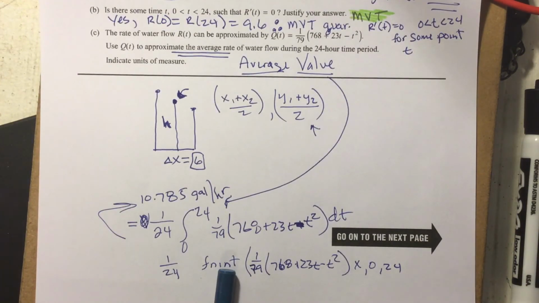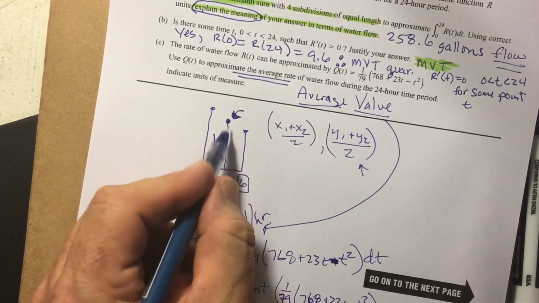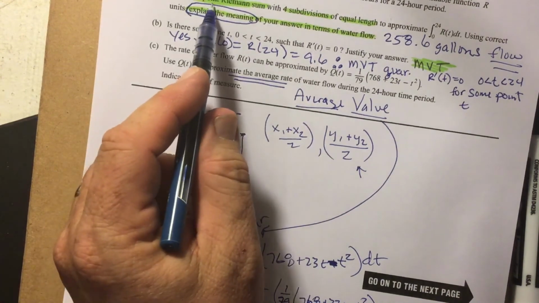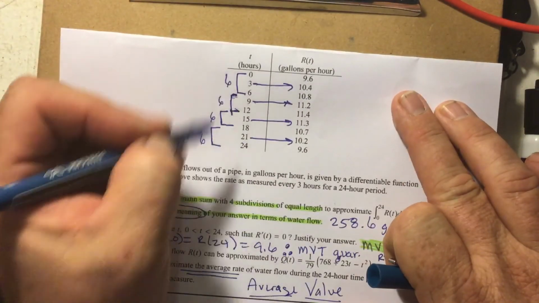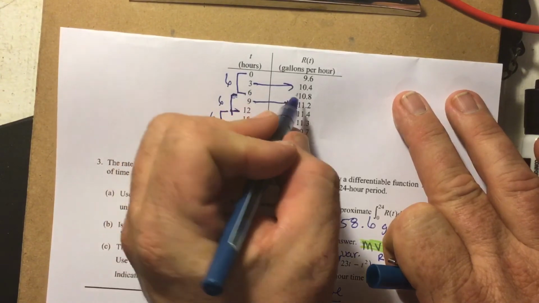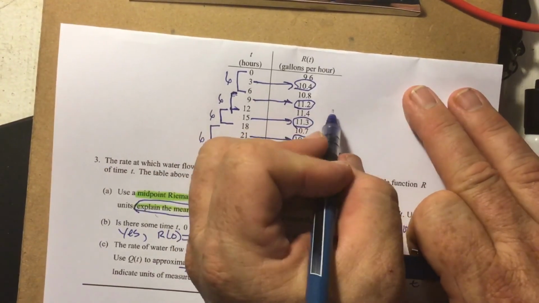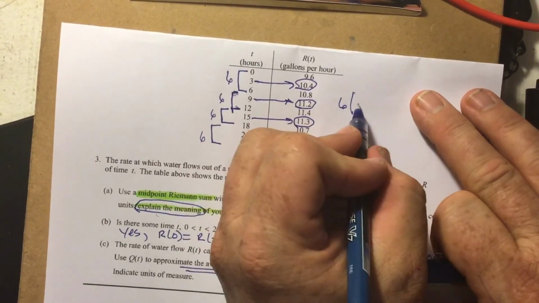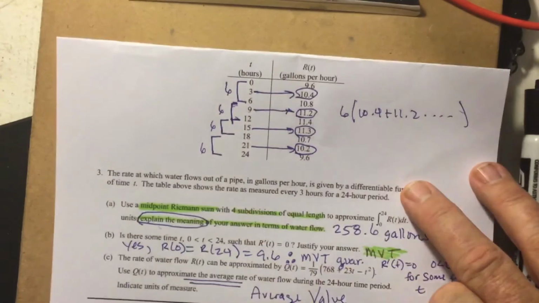All right, guys. Any questions on this week's stuff while Alina's seeing if we can get that calculator piece going? Can you go over the setup for A? We're looking for the midpoint, right? Because it's asking for a midpoint Riemann sum. Since they want 4 equal subdivisions, everything's 6. Lo and behold, they gave us the midpoint automatically. Then from there, it's just going to be 6 times 10.4 plus 11.2, dot, dot, dot, all the way down to here. You okay with that now? Yeah.